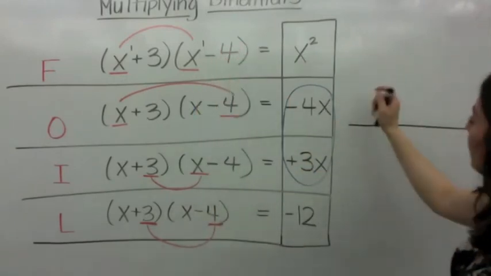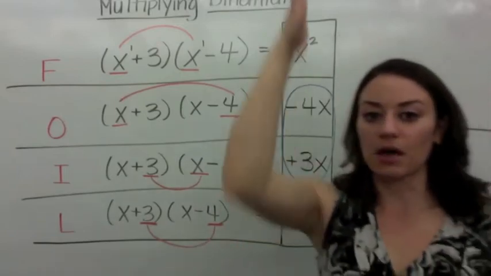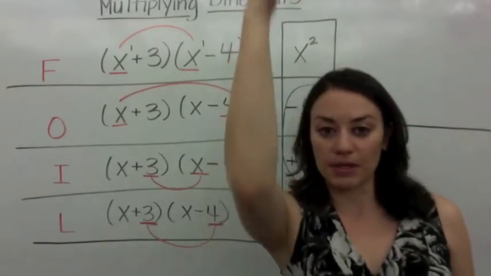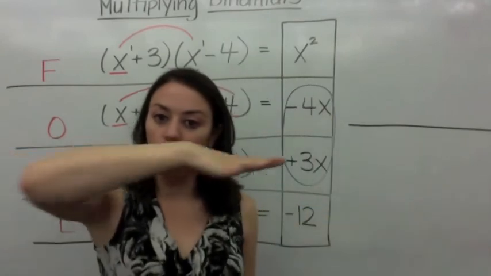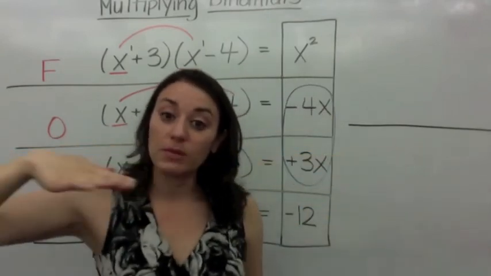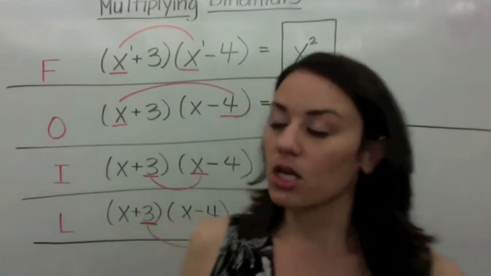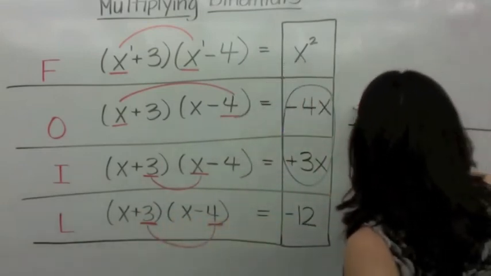So again, we're going to rewrite this. This is vertical. Vertical means up and down. Everyone do this with me. Vertical is up and down. We're going to change it to horizontal. Horizontal means side to side, right? So you're going to start with x squared.